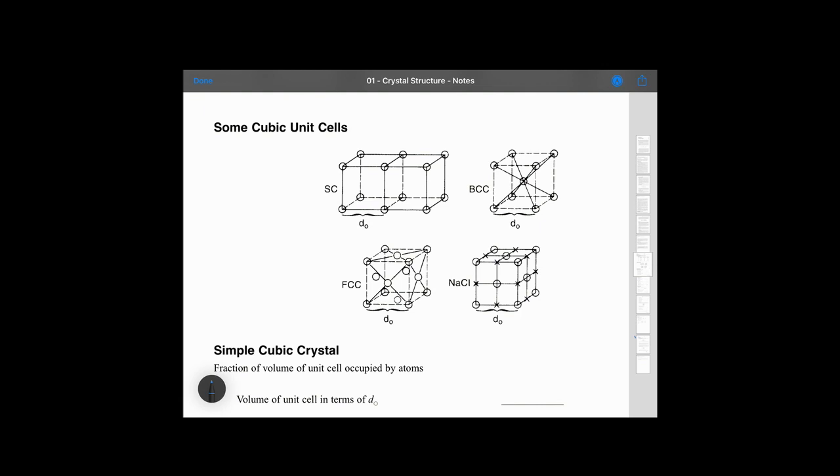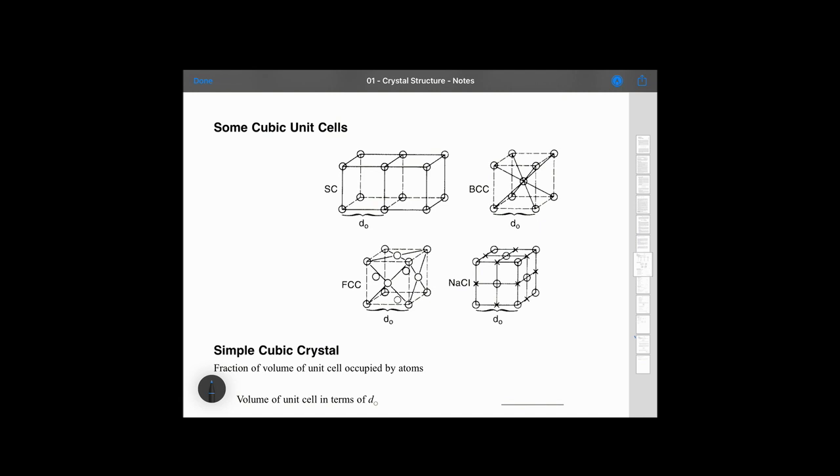And what's shown here are the simple cubic on the upper left, the body-centered cubic on the upper right, and the face-centered cubic on the lower left, which are the three most common, or at least in this textbook, the most commonly discussed crystal structures. These are the ones we're going to be focused upon. Sodium chloride on the lower right is an example of a crystal structure that's formed by an ionic compound.